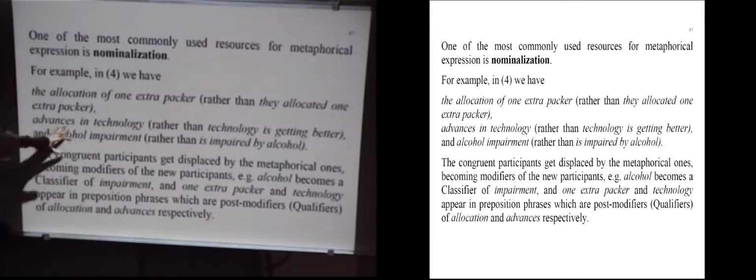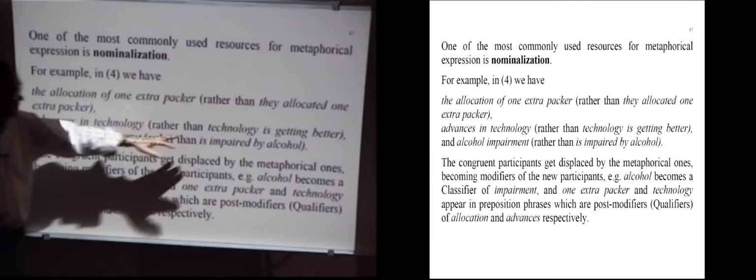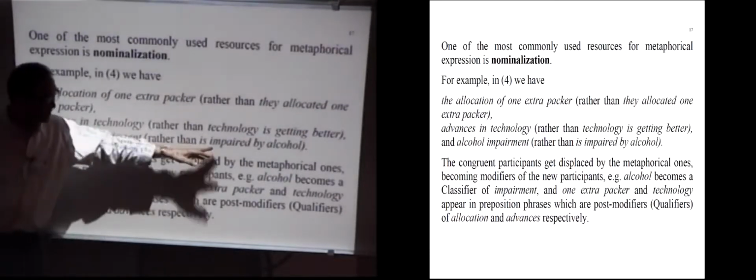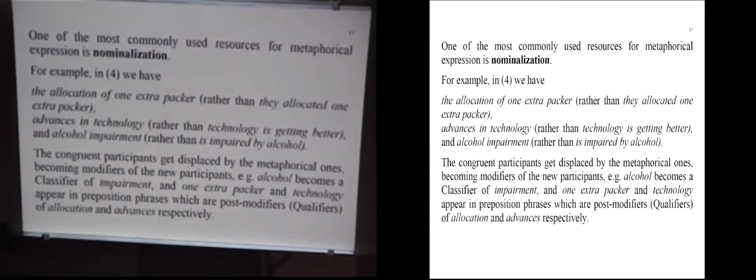So when you say "advances in technology," this is just a post-modifier of advances rather than being the theme. And the same with the allocation. So when you use these metaphorical forms, it's changing the relationships of the elements to each other. That's why when you read it, it's sometimes more difficult to understand, because you have to unpack it to figure out what it means by, say, "alcohol impairment." Does it mean the alcohol is being impaired, or the alcohol is impairing somebody else? Whereas if "somebody is impaired by alcohol," then it's pretty straightforward what the relationship is.